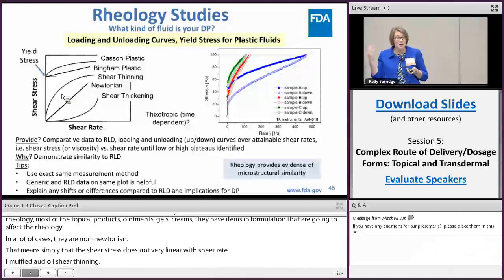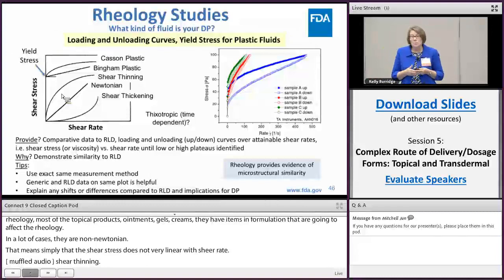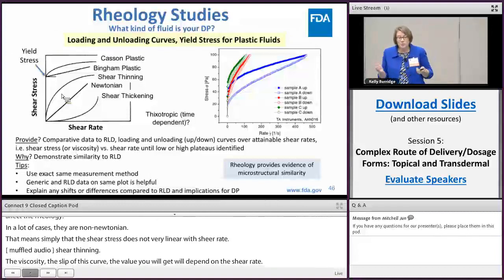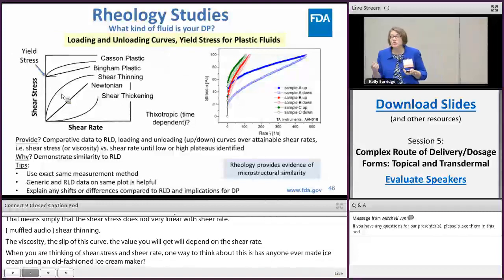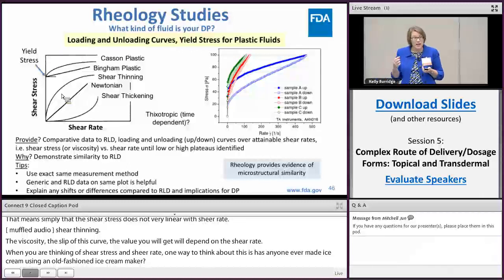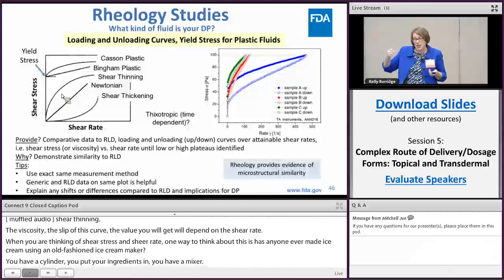Now, when you're thinking of shear stress and shear rate, one way to think about this is, has anyone ever made ice cream using an old-fashioned ice cream maker? You have a cylinder, you put your ingredients in, you have a mixer. The shear rate is related to how fast the mixer is moving and the fluid inside. The shear stress is how much force has to be exerted to get that mixer to continue to move.